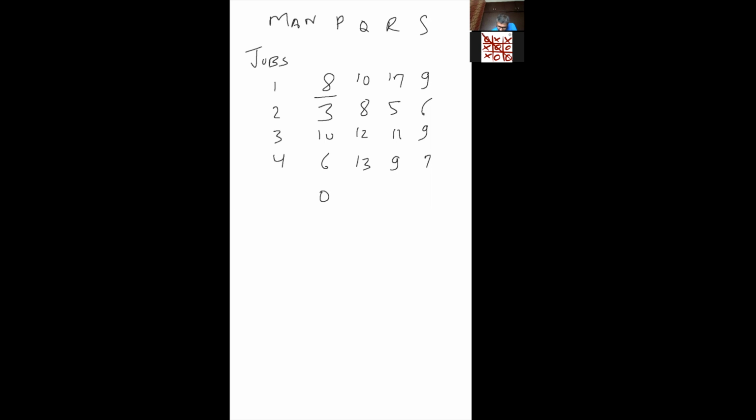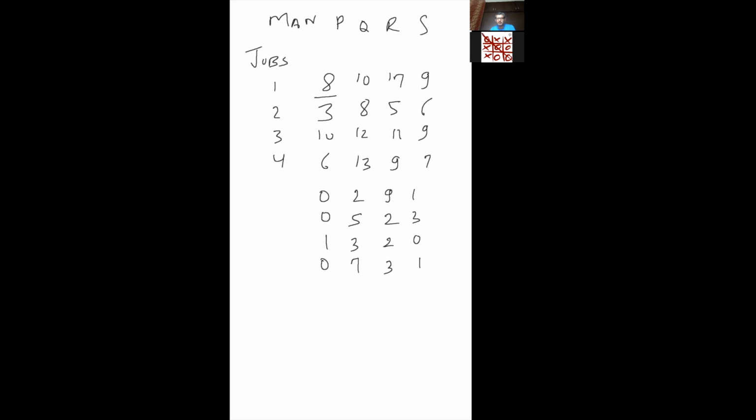So it will become 0, this will become 2, this will become 9, this will become 1. Here the minimum number is 3, so it will become 0, this will become 5, this will become 2, this will become 3. Here the minimum number is 9, so this will become 1, this will become 3, this will become 2, this will become 0. Here the minimum number is 6, so this will become 0, this will become 7, this will become 3, this will become 1.